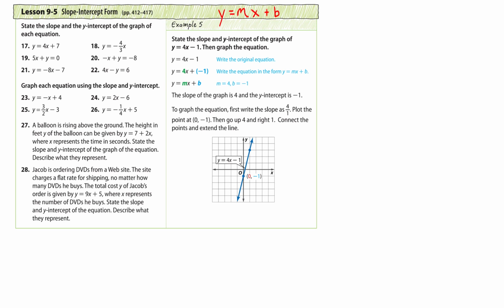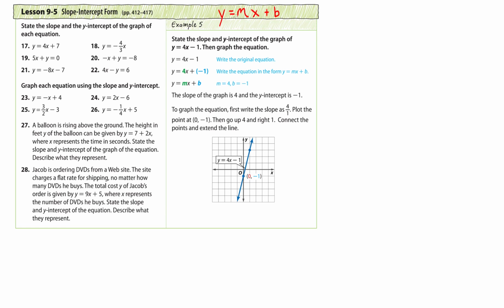Okay, in lesson 5 of chapter 9, it's on slope-intercept form. Remember, slope-intercept form is y equals mx plus b. The m is the slope or the steepness of the line, and the b is the y-intercept, or where the line hits the y-axis. So if it is in this form, it is really easy to get the slope and the y-intercept.